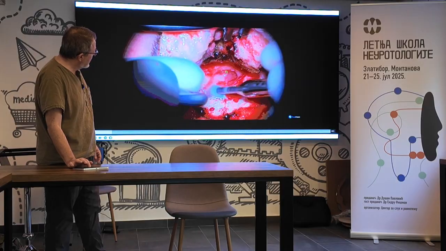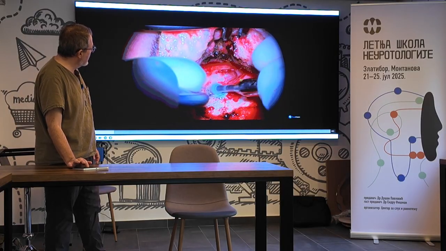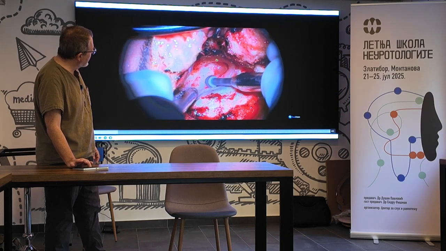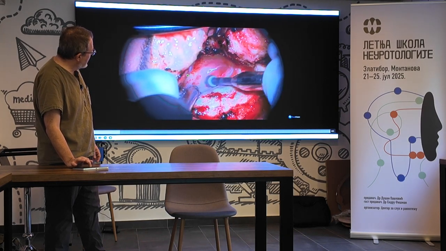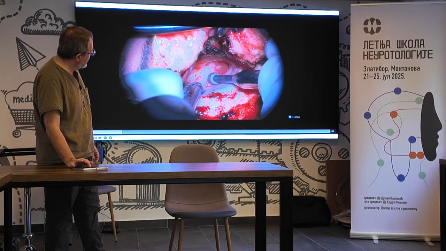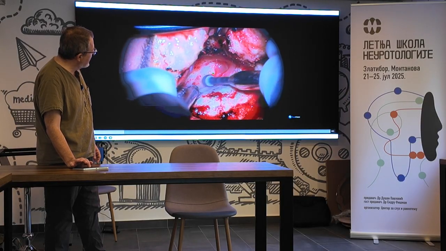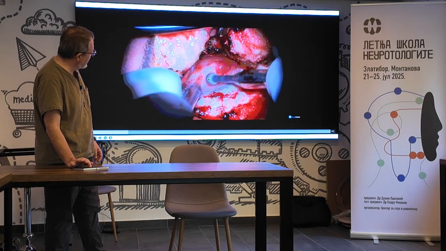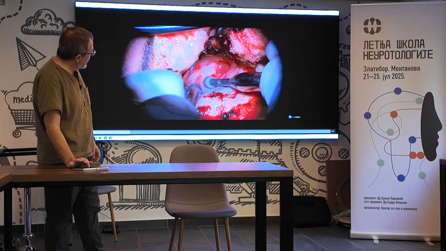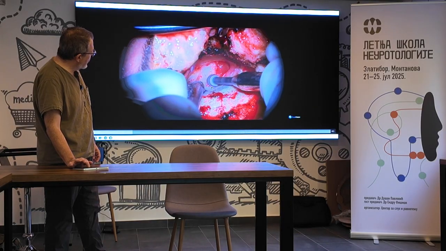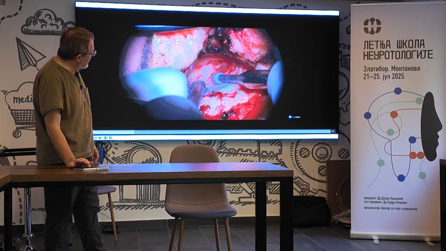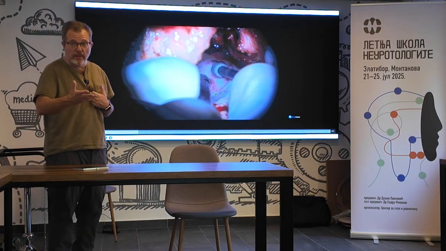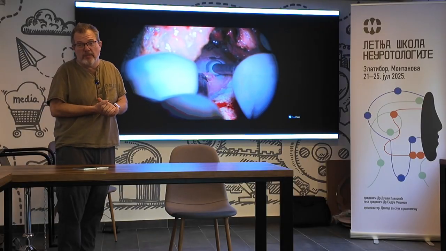So here, this is a right side, so this is the sigmoid sinus, and this is the facial nerve right here, and this is the posterior semicircular canal. And you can see that all this bone is still present. So to properly do a shunt and sac decompression, you must remove all the bone off of the posterior fossa dura. And for someone like myself who is doing a lot of neurosurgery through the temporal bone, this is a fairly simple procedure.